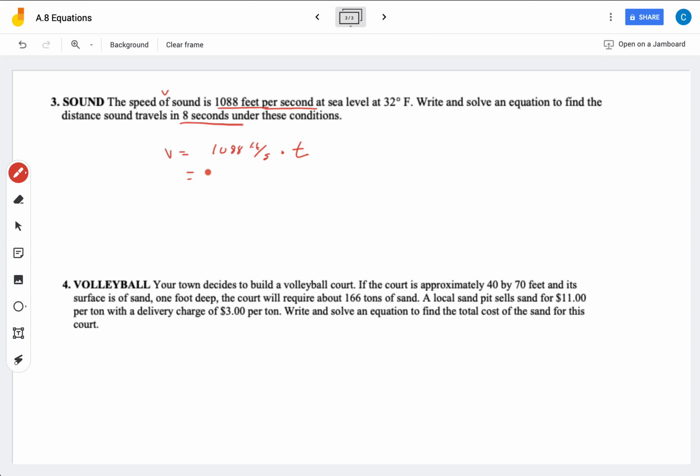So this equals 1,088 feet per second times 8 seconds. And remember, the seconds on the bottom cancel out with the seconds on top, so I get 1,088 times 8, which is 8,704 feet.